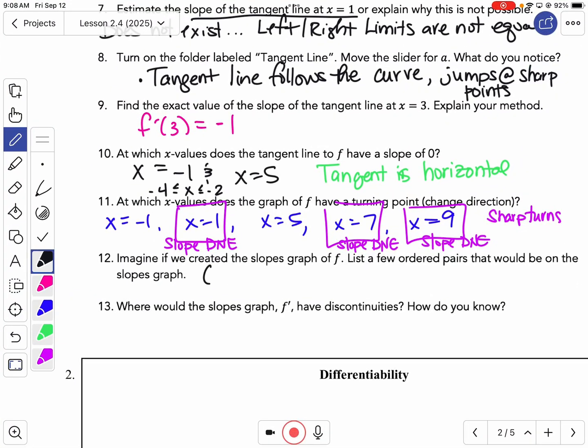So we're just picking some slopes off the graph that we could see. At 8, it was -1/2. At 10, it was 3/2 because we'd already collected that slope. At -1, it was 0. At -3, it was 0. So just picking some points. Okay.